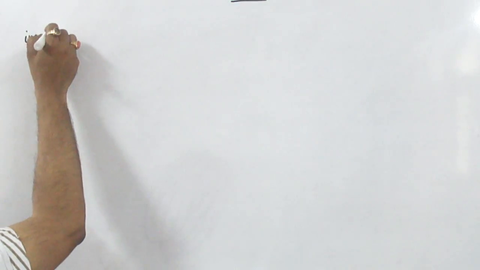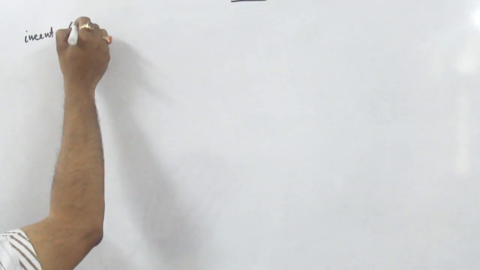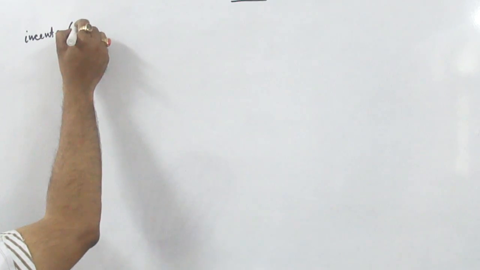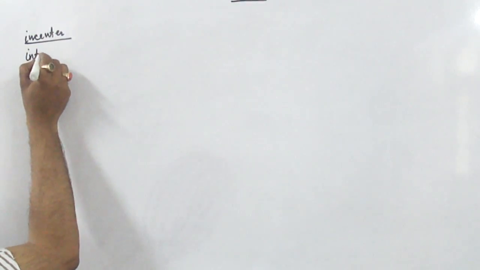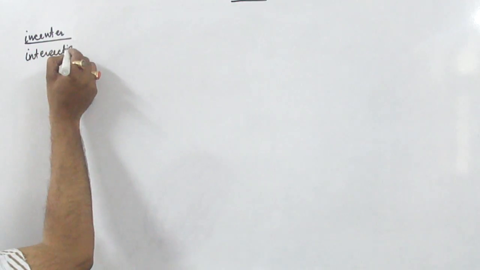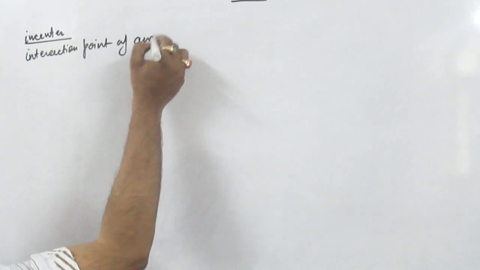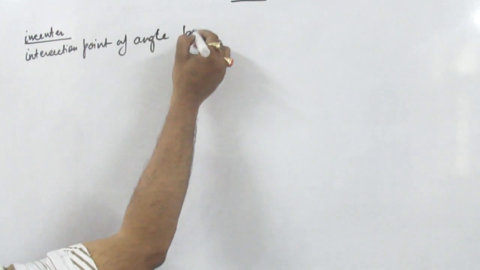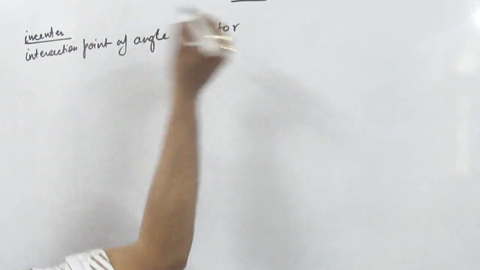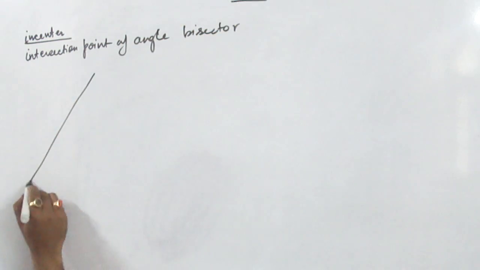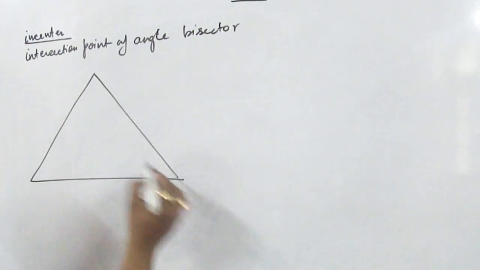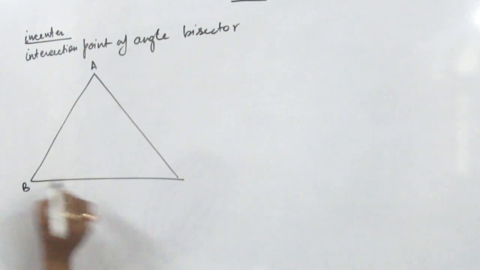Number one, in-center, or it is the intersection point of angular bisector, right? For example, we have a triangle ABC.